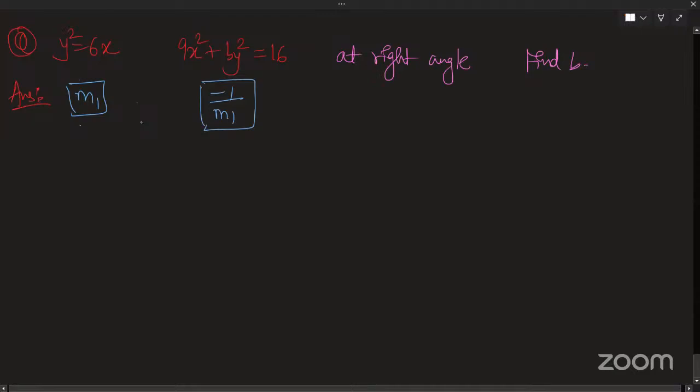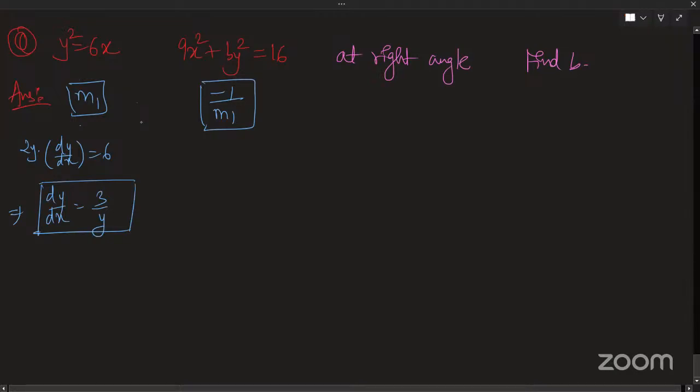So what should we do? We should calculate dy by dx of both of them. Can you differentiate the left hand side and tell me what will be the derivative? Can you apply implicit differentiation? So I can write it as 2y into dy by dx is equal to 6. So the value of dy by dx will be 3 by y, in the first case.